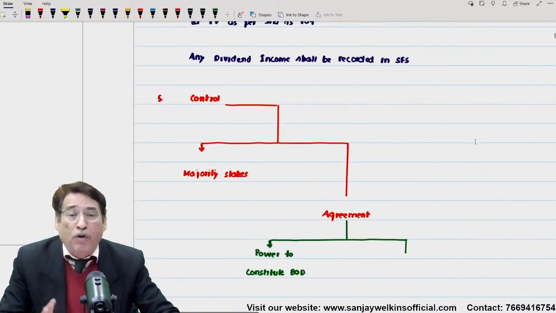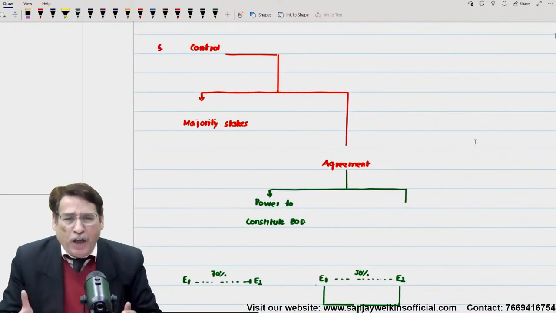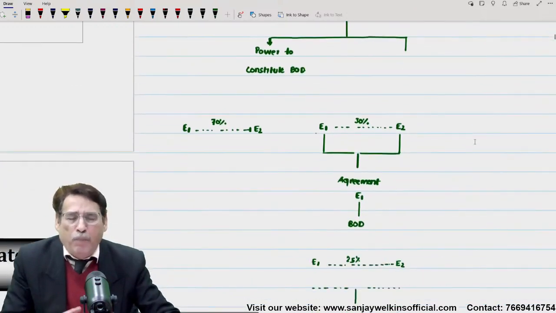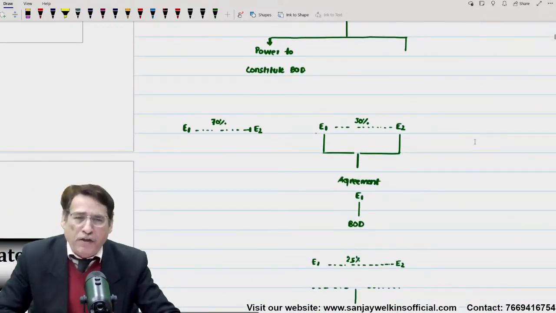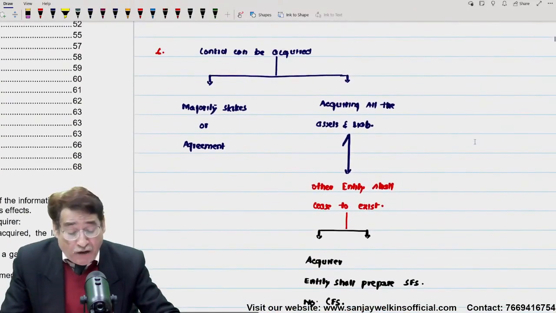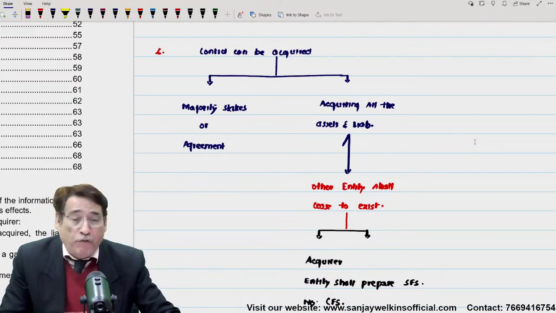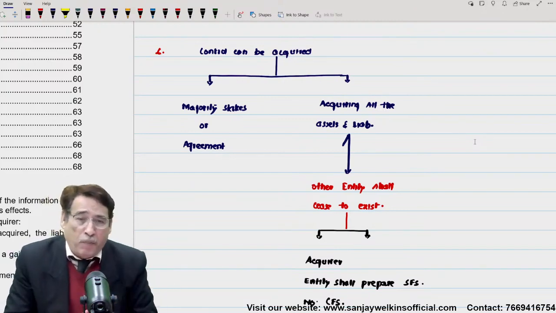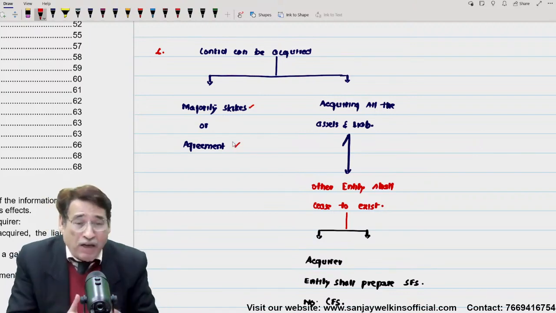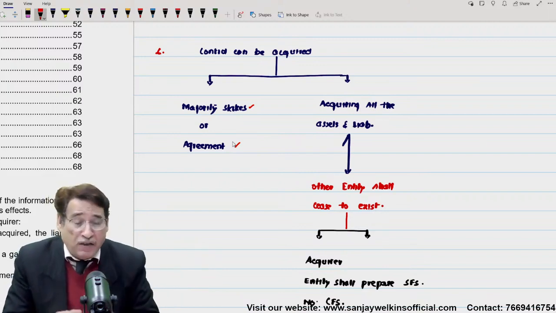Then also we took the concept of contract control. I told you that control can be acquired either through majority stakes or by way of agreement, where an agreement could be with respect to composition of board of directors or with respect to control of relevant activities. Correct? Then after that, I told you one very important aspect: that we can get the control over the other enterprise either through majority stakes or by way of agreement. But sometimes we get the control over the other enterprise by simply taking over all their assets and liabilities.